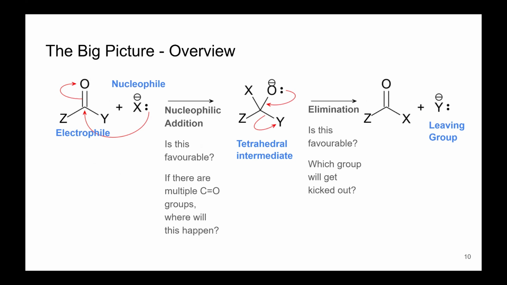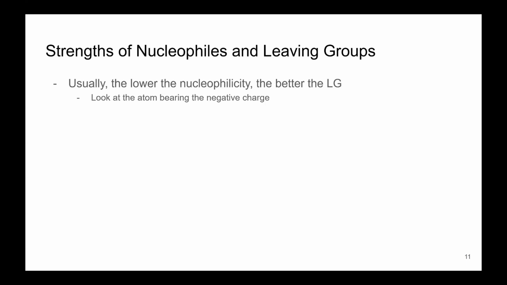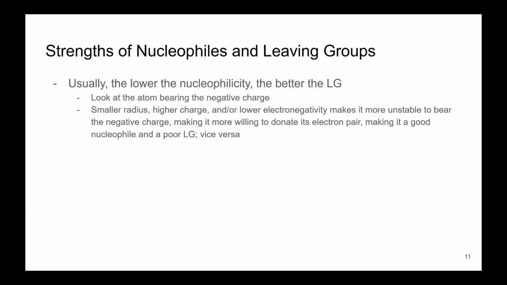Now let's return to this overview. We're going to continue talking about favorability as well as leaving group ability, which is which group will get kicked out of the tetrahedral intermediate. Usually the lower the nucleophilicity, the better the leaving group. One way to tell how nucleophilic a species is, is to look at the atom bearing the negative charge. Smaller radius, higher charge, and/or lower electronegativity will make it more unstable to bear the negative charge, make it more willing to donate its electron pair, and therefore make it a good nucleophile and a poor leaving group, and vice versa.